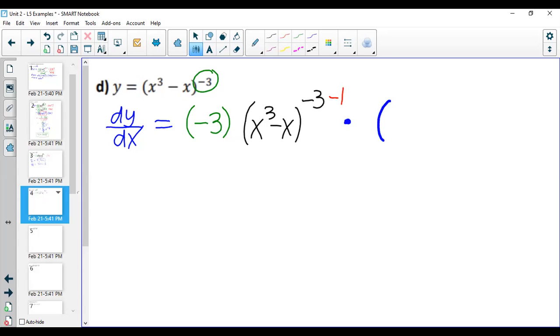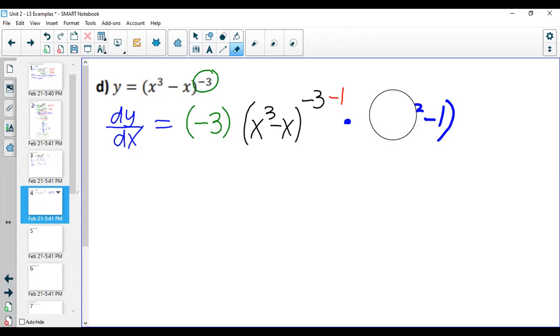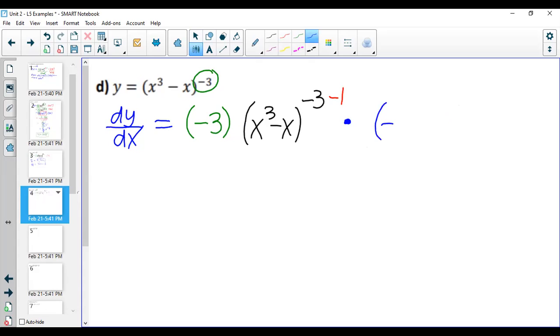So the derivative of the inside function is 2x squared minus 1. That's not right, what am I doing? That was a 3. It's to the power of 3. So I'm actually multiplying by positive 3x squared minus 1.